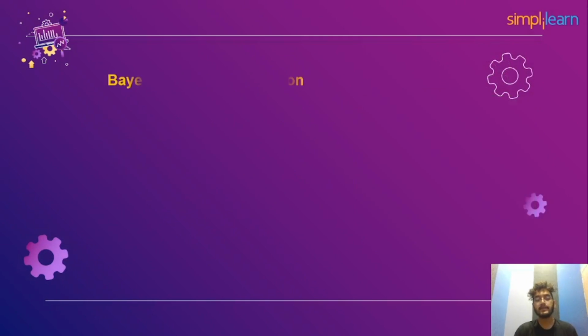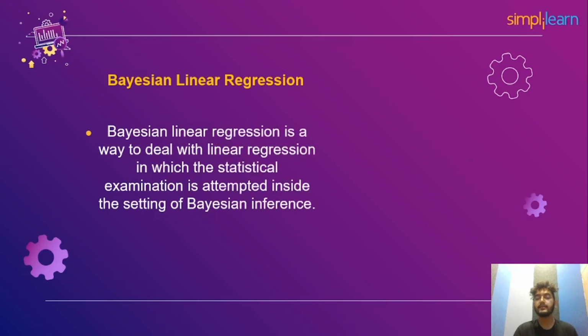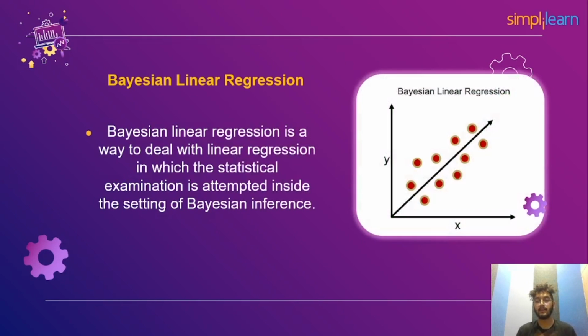And the fourth one is Bayesian linear regression. The algorithm is a way to deal with linear regression in which statistical examination is attempted inside the setting of Bayesian inference. Linear regression and Bayesian regression can generate the same prediction, and with the help of Bayesian processing, we can retrieve the complete variety of inferential solutions instead of a point estimate.